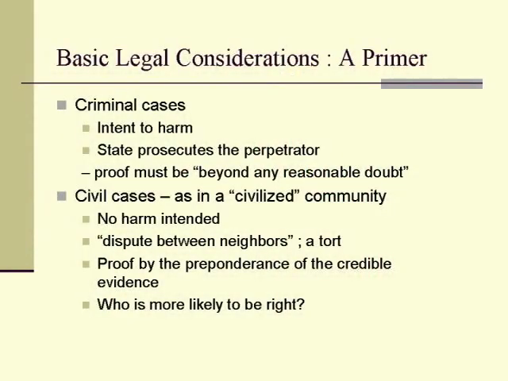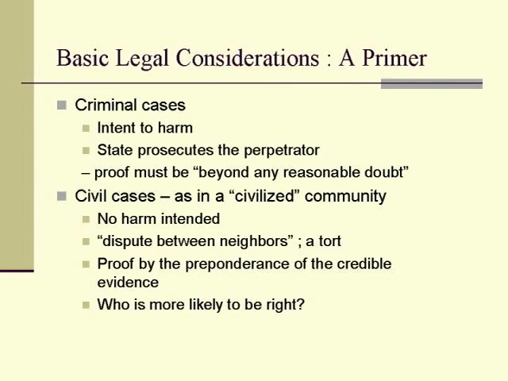And with apologies to any attorneys in the audience, I would just like to go through a very basic discussion of the type of cases that are heard by the legal system. And there's two basic types. The criminal cases where there is intent to harm, and there's harm to the society or to the community. And these are tried by the state prosecutor against a perpetrator. And in these cases, the proof must be beyond any reasonable doubt.